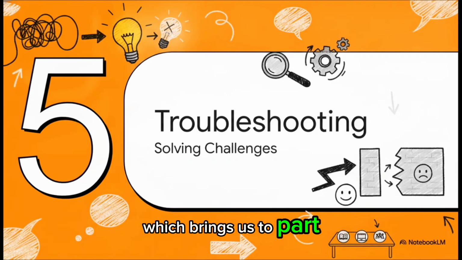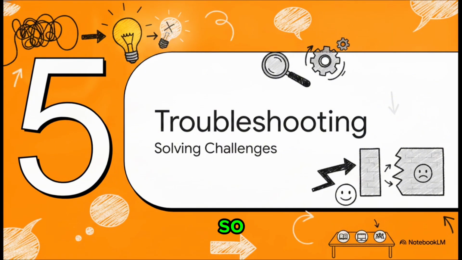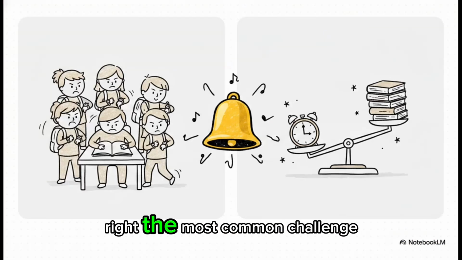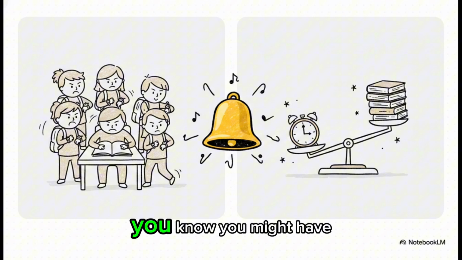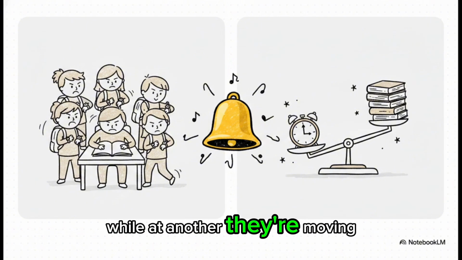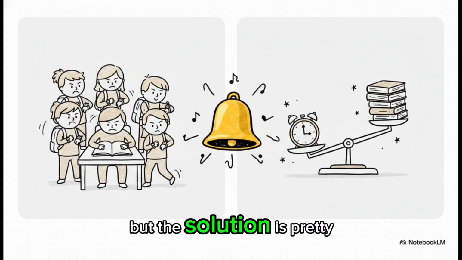Which brings us to Part 5, Solving Common Challenges, Troubleshooting. So the crucial point is that real classrooms have hiccups, right? The most common challenge you're going to face is uneven timing causing bottlenecks. You might have one station where students finish the task way too fast, while at another they're moving at a snail's pace. This literally causes a traffic jam of 12-year-olds when it's time to rotate. But the solution is pretty straightforward.